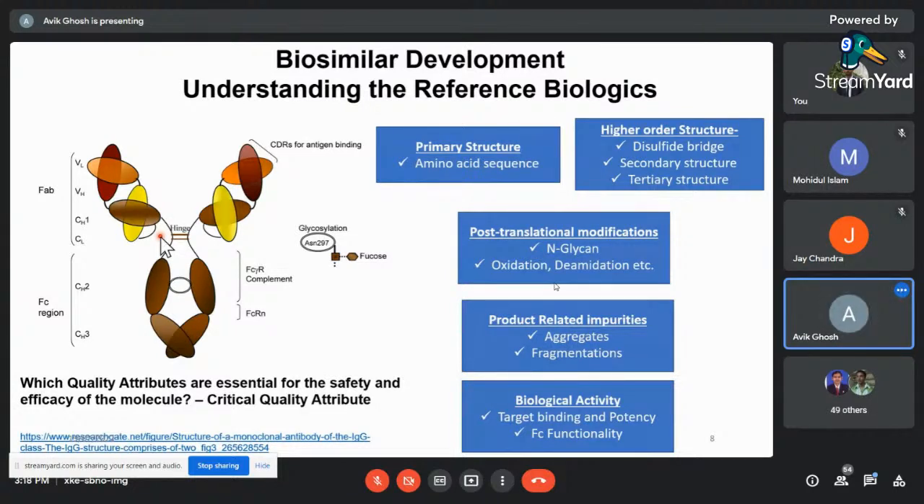Then, last but not least, the biological activity, where you need to understand the target binding. The function of this mAb is to bind to the target, so here you understand the target binding and whether there is any Fc functionality. Again, this is a very simplistic way of showing it. Obviously there can be different complexities, and your product may not be just a simple IgG1 mAb. It can be a fusion protein, which would bring in other complexities. But this is, in a nutshell, the basic understanding.